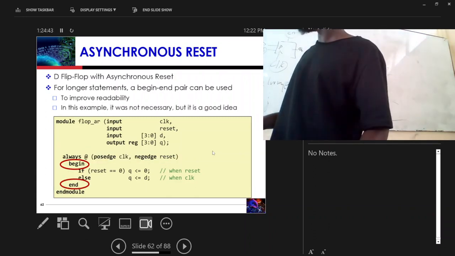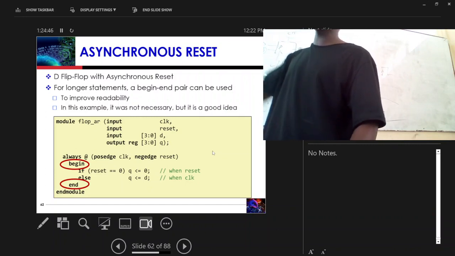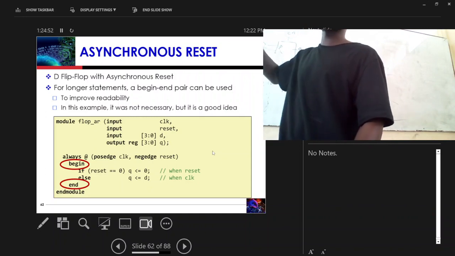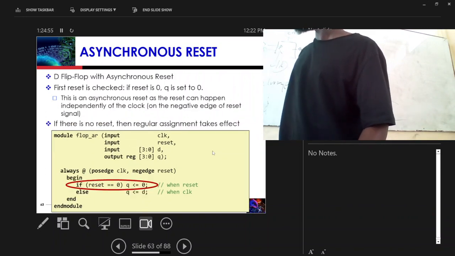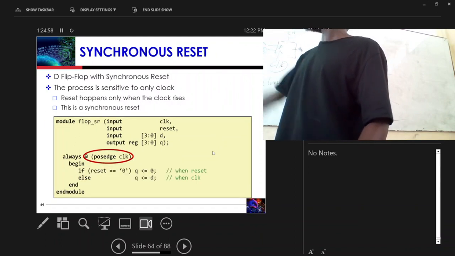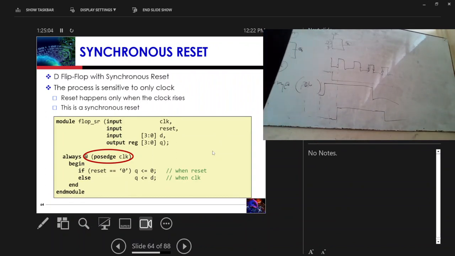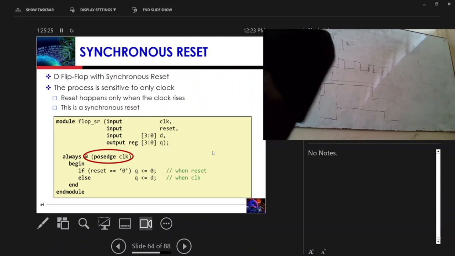Okay, now let's continue. As I said, if you have more statements within the always block, you use begin and end. For example, in a system like this, you see that the condition is just always at positive edge. It means the entire statement here will be looking at the clock to get executed. The diagram is just with clock, so this is synchronous. The reset depends on the clock. Easy, right?